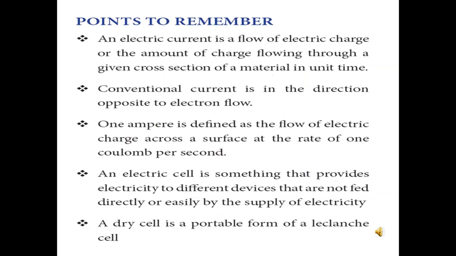1 ampere is defined as the flow of electric charge across a surface at the rate of 1 coulomb per second. An electric cell is something that provides electricity to different devices that are not fed directly or easily by the supply of electricity. A dry cell is a portable form of a Lagrange cell.